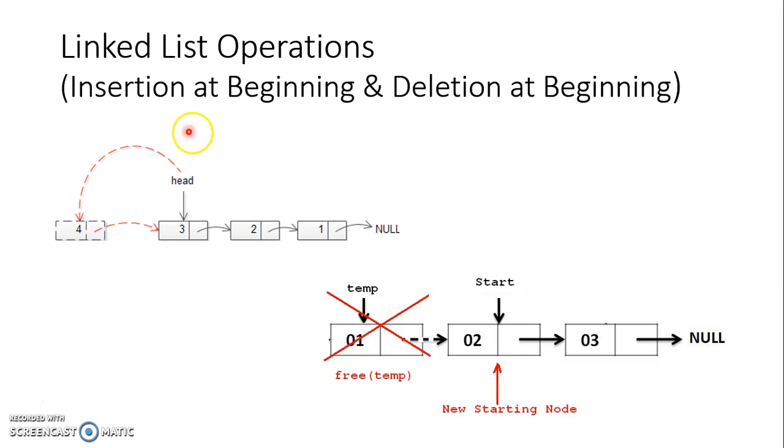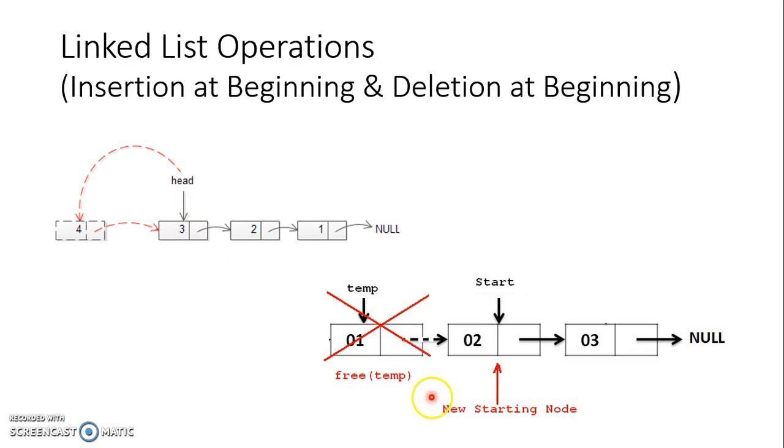Okay, so here as part of the linked list operations, we are taking an example of insertion at beginning and deletion at beginning. So here, as you can see, this is an insertion at beginning. This is the main list where I'm trying to insert a new node or new element, and for that I have to connect this new element to the list, and then I have to make head or start point to the new node, and we will get this element inserted into the list.